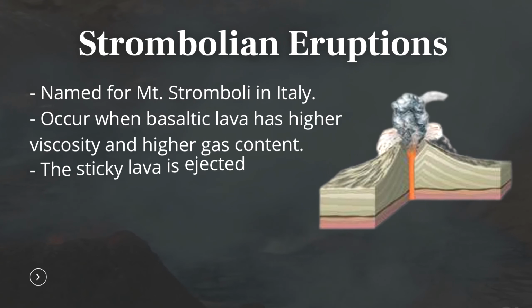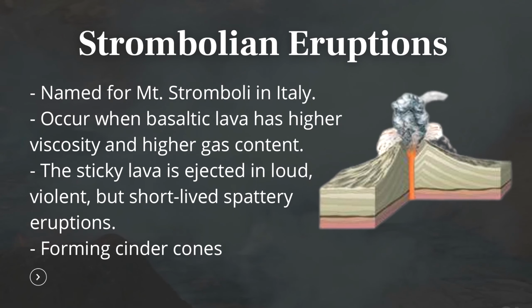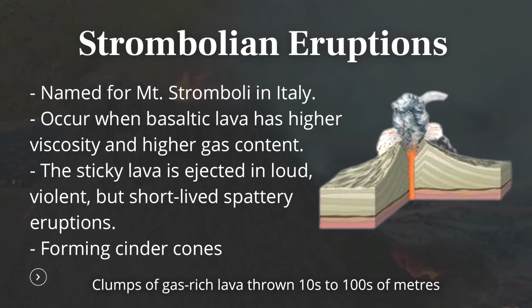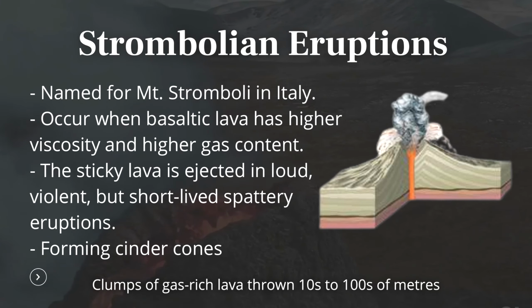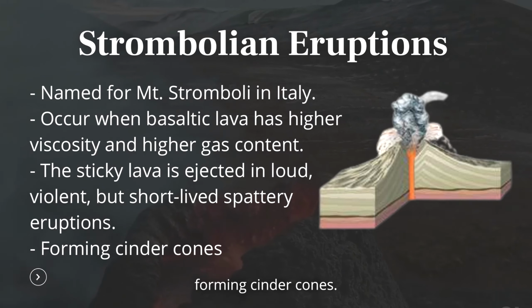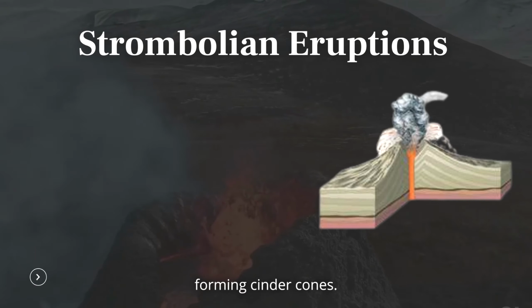Strombolian eruptions, named for Mount Stromboli in Italy, occur when basaltic lava has higher viscosity and higher gas content. The sticky lava is ejected in loud, violent, but short-lived sputtery eruptions. Clumps of gas-rich lava thrown tens to hundreds of meters in the air accumulate as scoria in a pile around the vent, forming cinder cones.